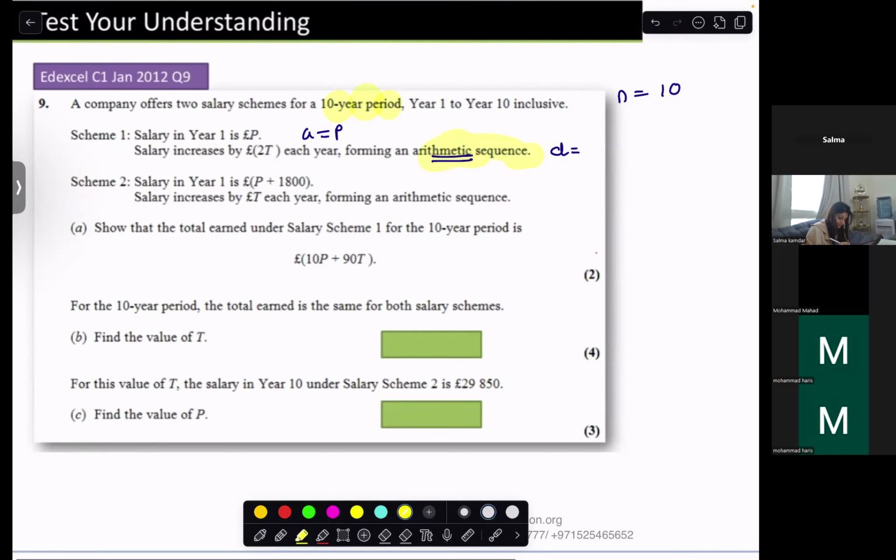So our second salary scheme, in year 1, the salary would be P plus 1,800, which is going to be our A. Mahad, I want you to continue from here.